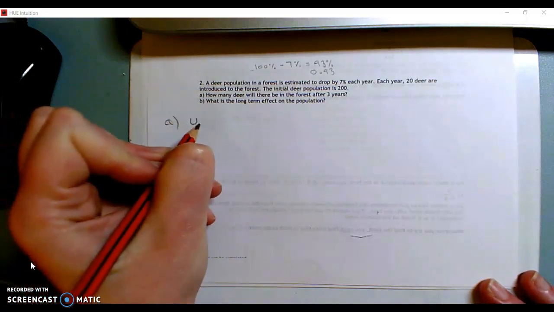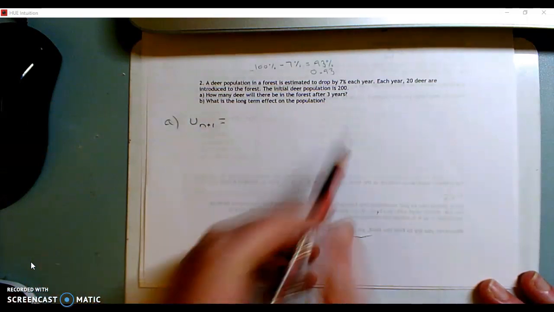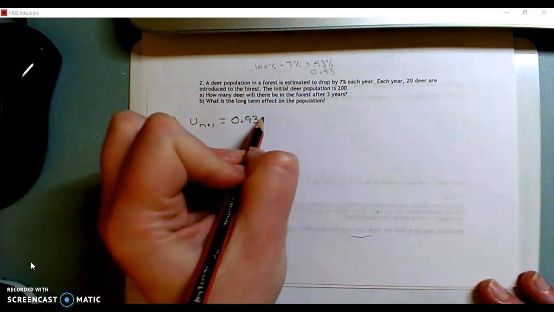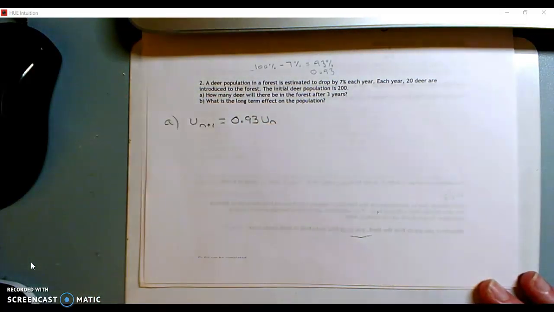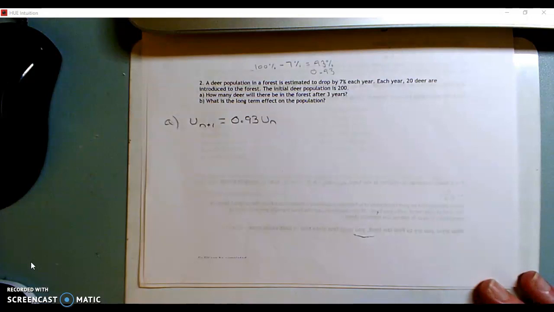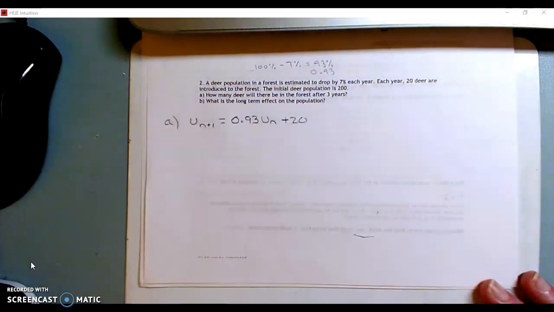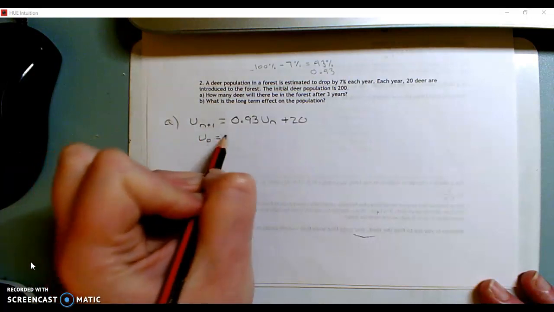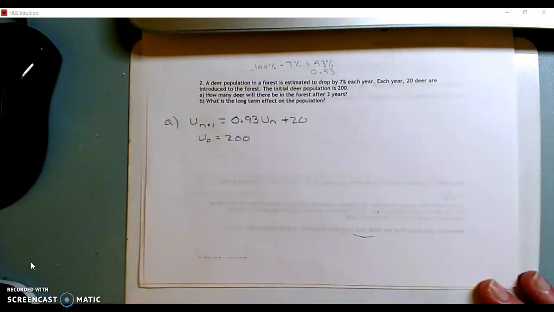So to get the next term in our sequence, we need to find 93% of our previous value. So we're going to take 0.93 of our current term to find the next term. But we also know that 20 deer are introduced every year, so we're adding an extra 20 deer. So here is our recurrence relation. We also know that U0, our initial value, is 200. So that's the information we have. So we want to find U3, so the population after 3 years.